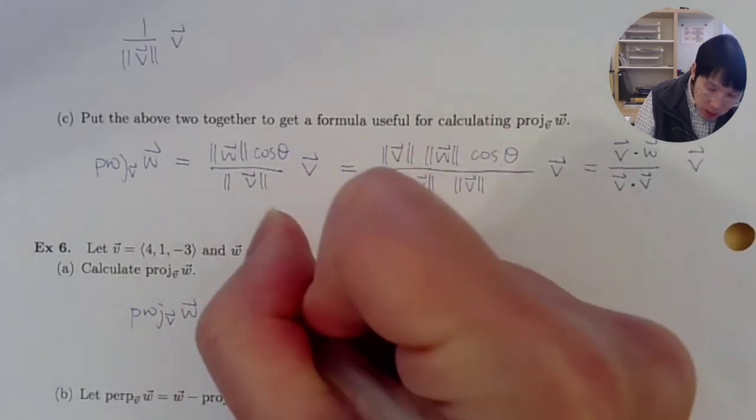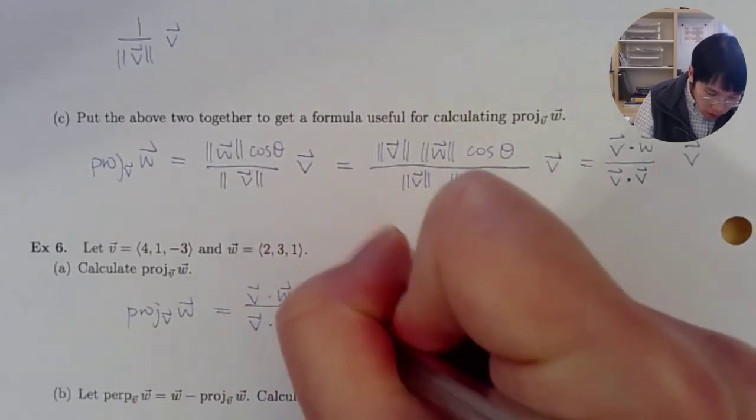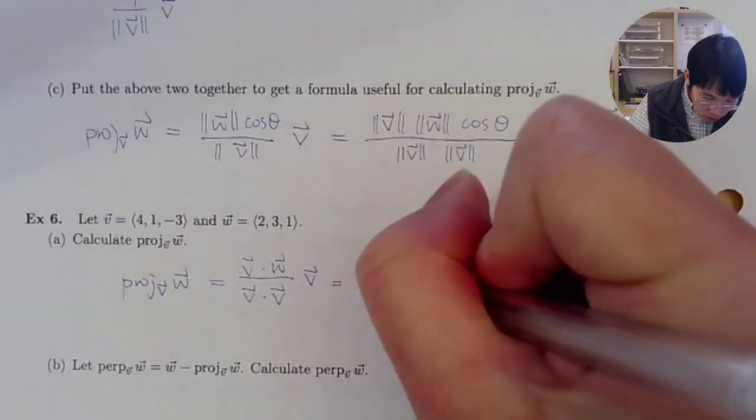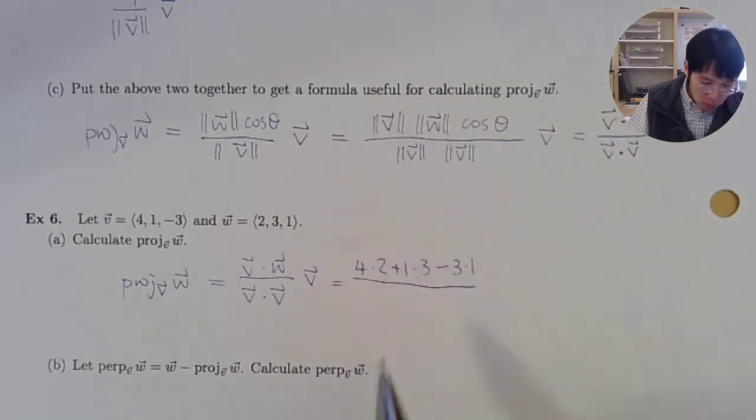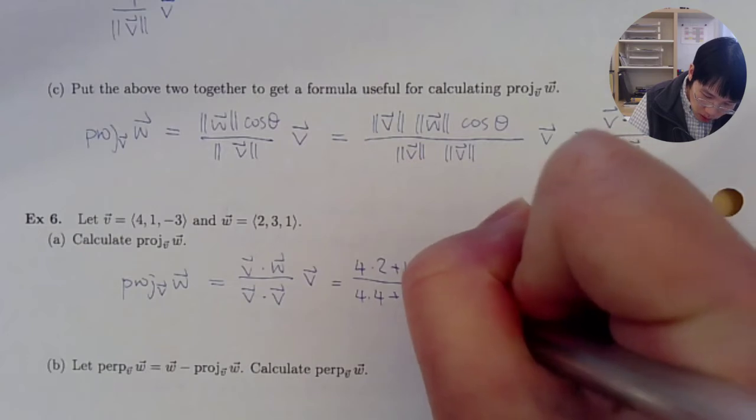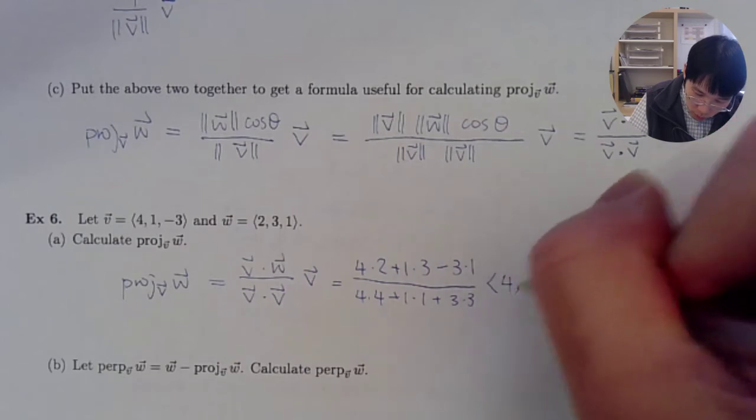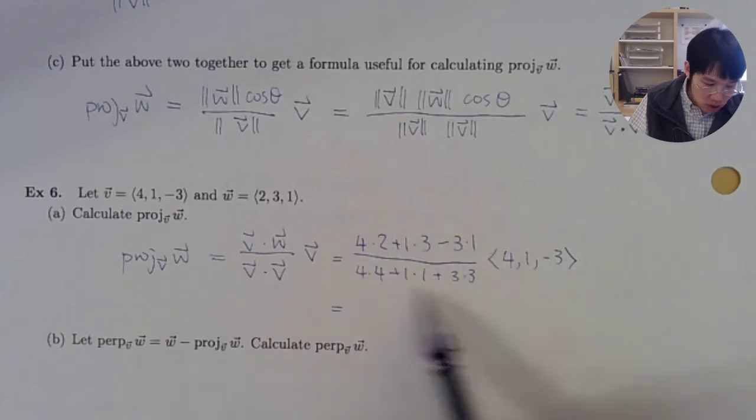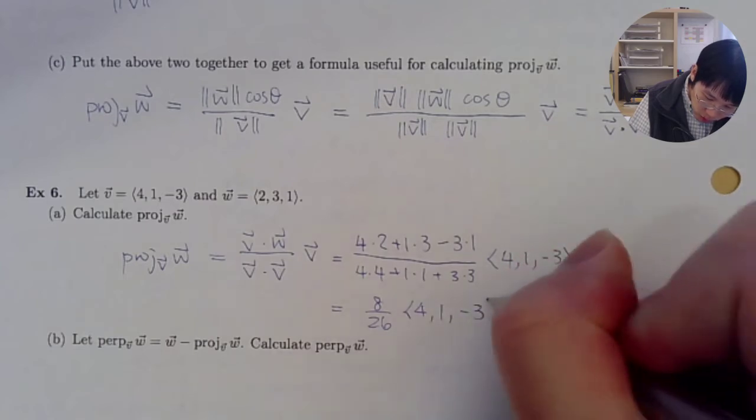We get, let me copy the formula above, V dot W divided by V dot V times V. V dot W is 4 times 2 plus 1 times 3 minus 3 times 1. And the bottom is 4 times 4 plus 1 times 1 plus 3 times 3. And then we multiply that by the vector v, 4, 1, negative 3. So we talked about this. This is just a number. 8 over 26, 4, 1, negative 3.